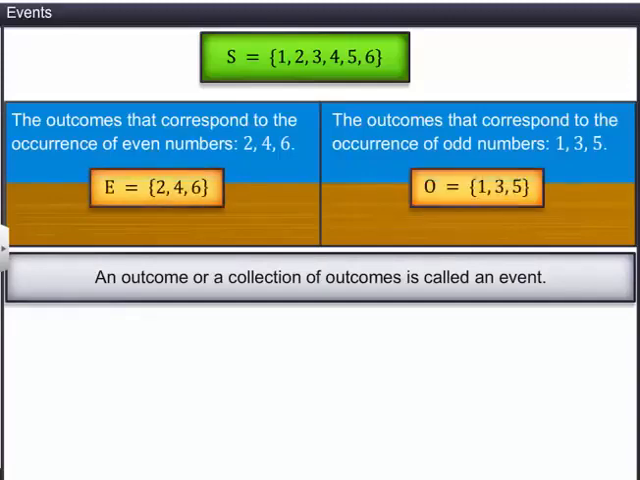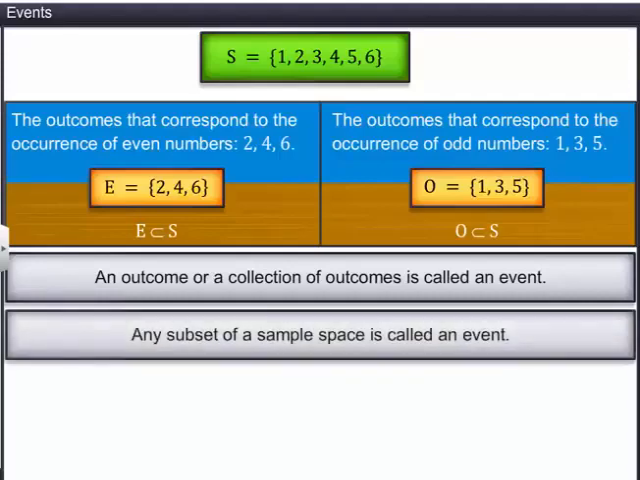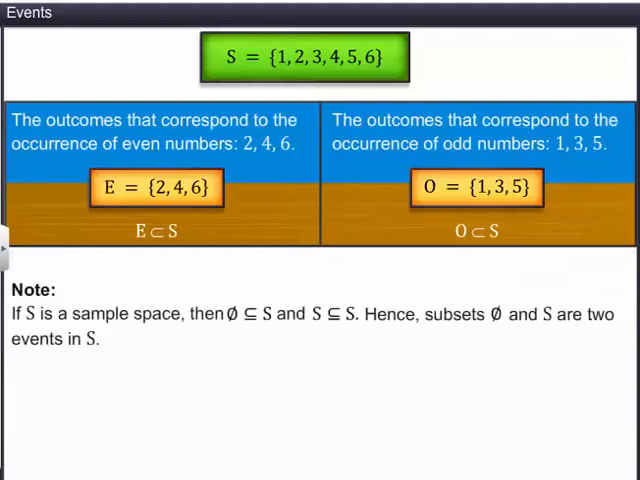Here, we notice that sets E and O are the subsets of set S. In other words, any subset of a sample space is called an event. If S is a sample space, then the null set and S are the proper subsets of S. Hence, the subsets are two events in S.